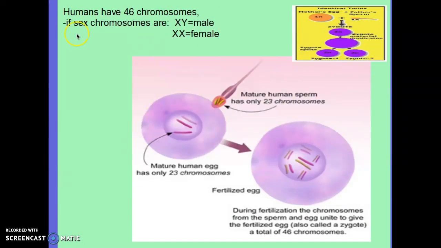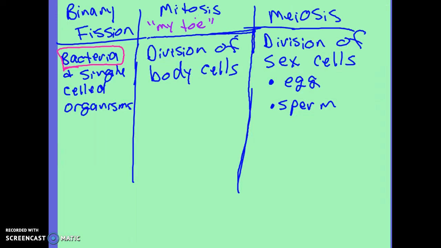So again, humans have 46 chromosomes. If the sex chromosomes are 1 X and 1 Y, that is a male. If the sex chromosomes are 2 X, it is a female.